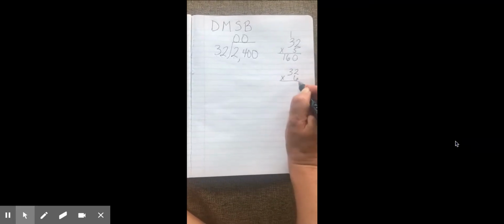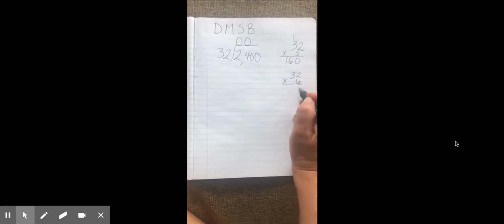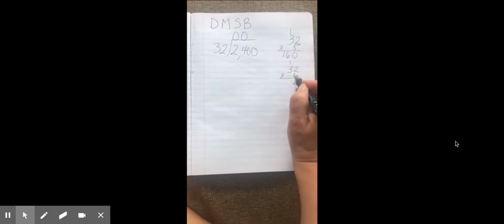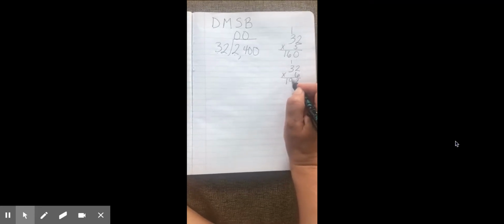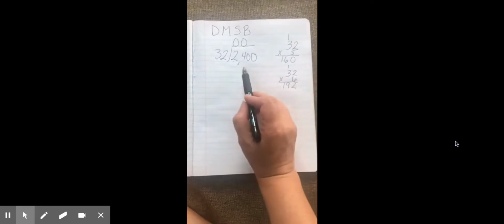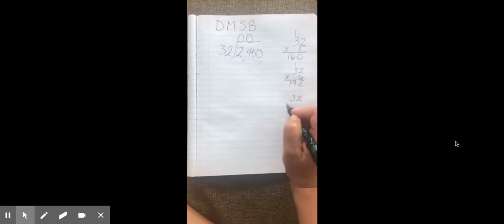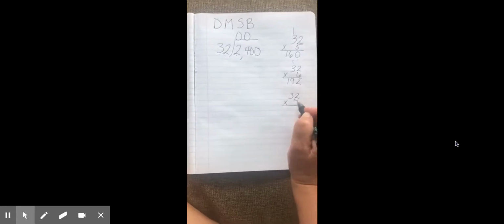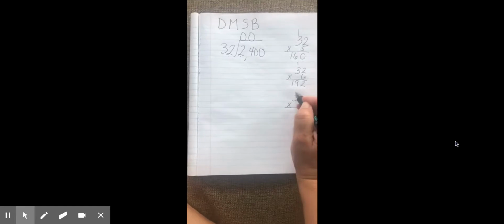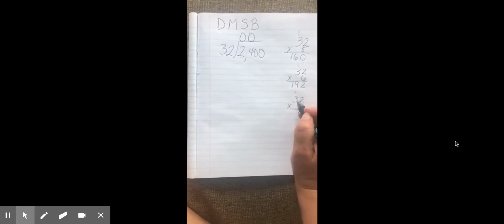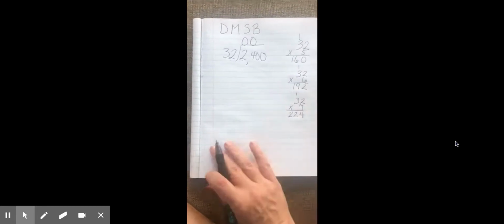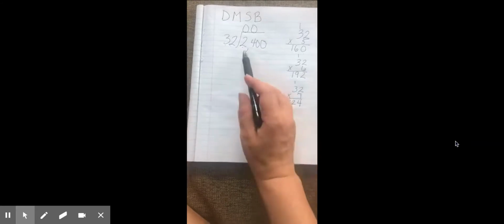So then we can multiply 32 times 6. 2 times 6 is 12. Carry the 1. 6 times 3 is 18, plus 1 more is 19. Well, we still have not got past 240, so let's go up again. 32 times 7. 7 times 2 is 14. 7 times 3 is 21, plus 1 more is 22. That's closer, but we still have not moved past 240.